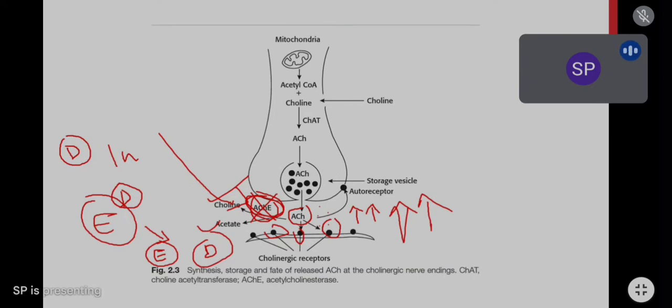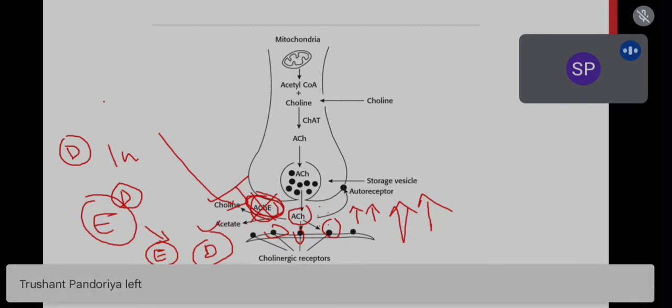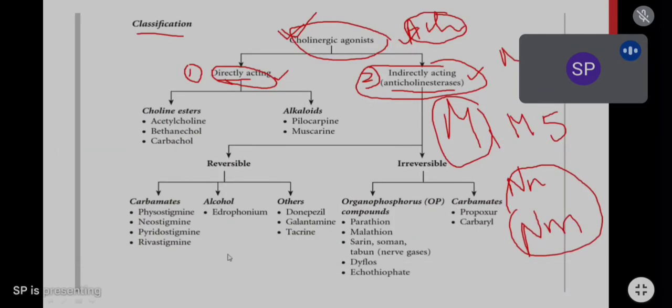Once it is bound, for a particular period of time the enzyme was inhibited. The action of the enzyme is not shown. The action of acetylcholine is shown. And after some time, what happens? The drug will dissociate from the enzyme and the enzyme will be left free. That type of inhibition is called reversible inhibition. So in indirectly acting drugs, we have two types again. One is reversible inhibitors and the second one is irreversible inhibitors.